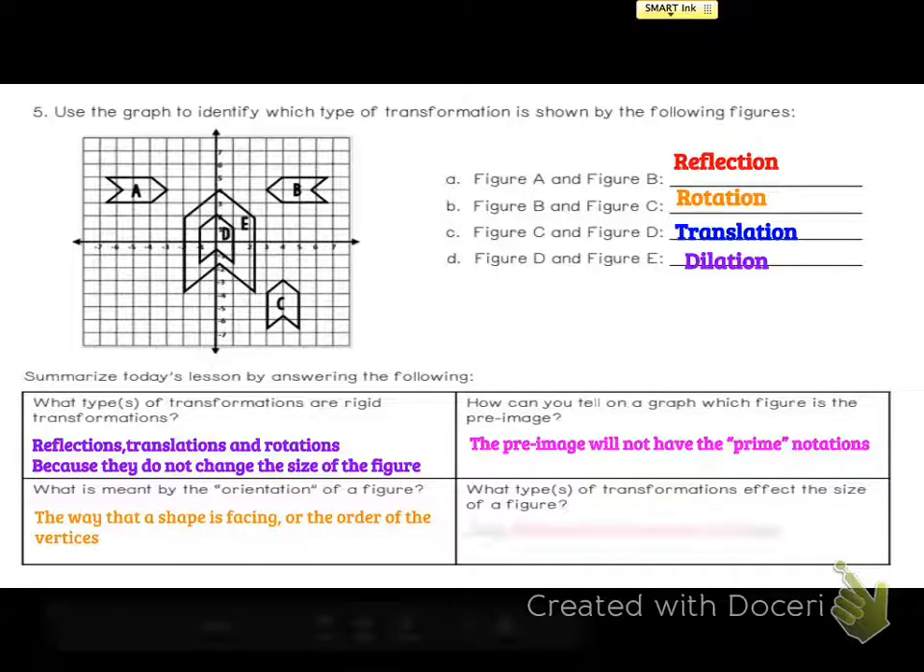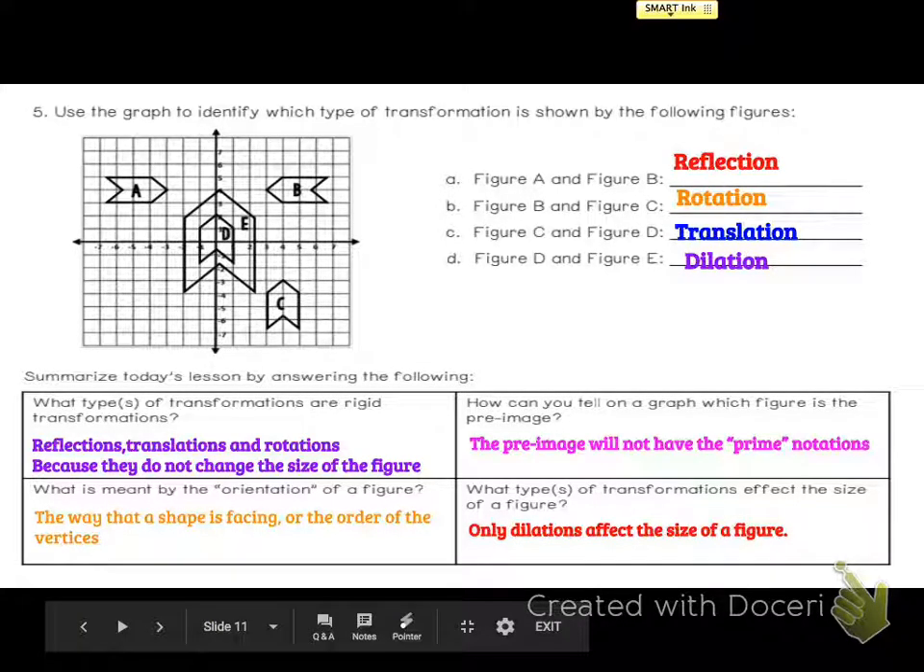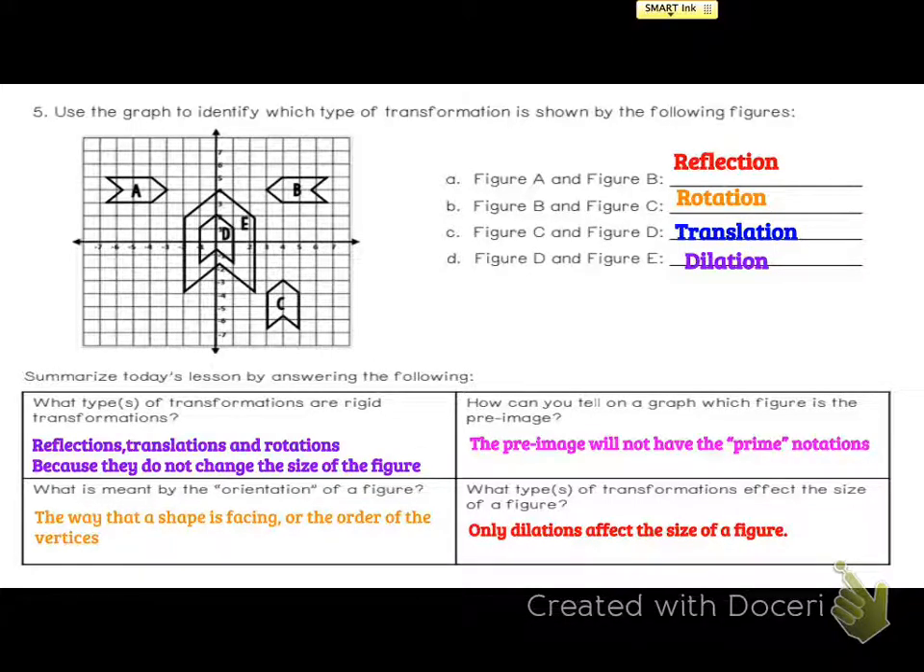And the last one is, what type of transformation affects the size of a figure? Only a dilation affects the size of a figure.